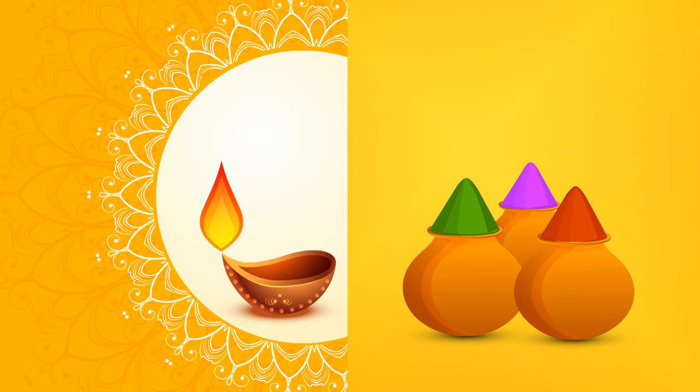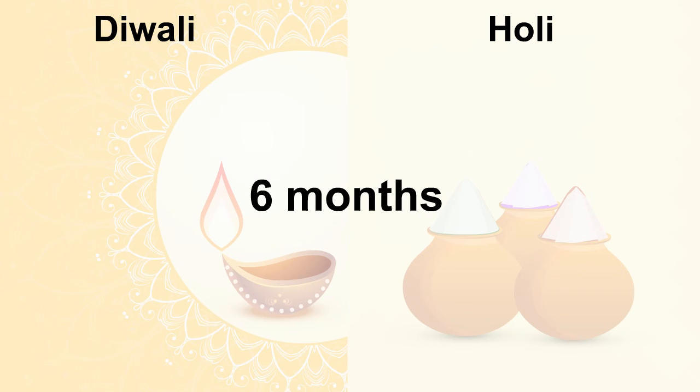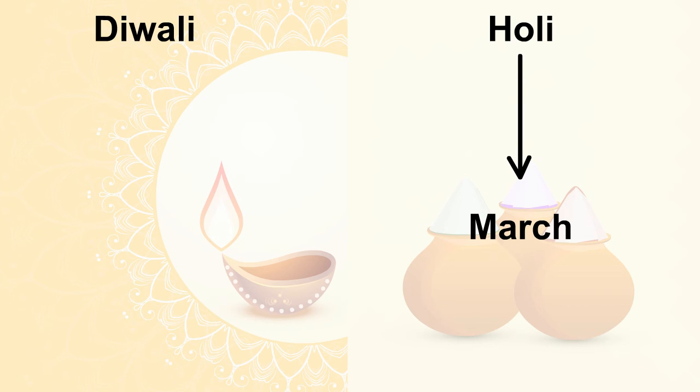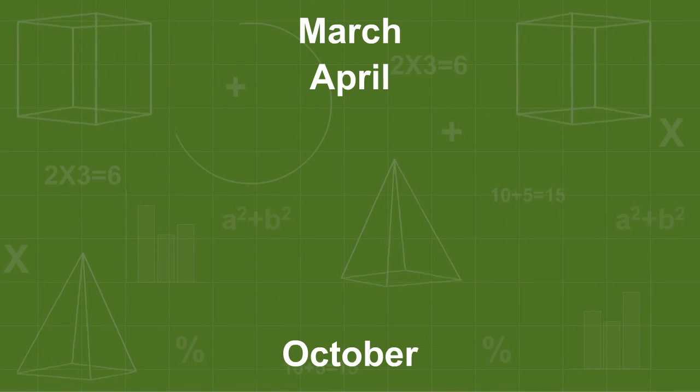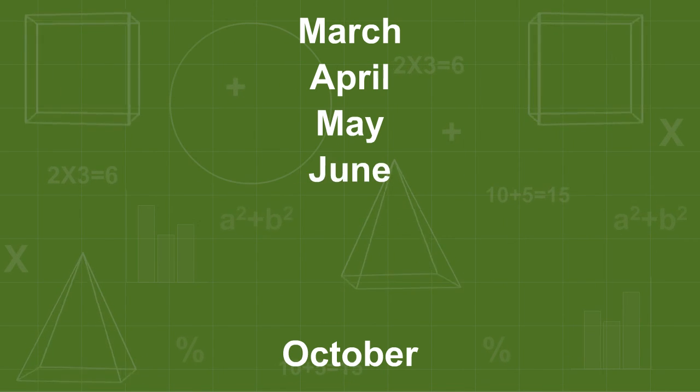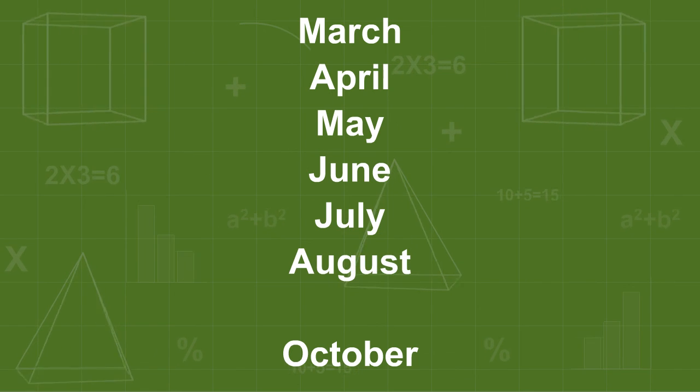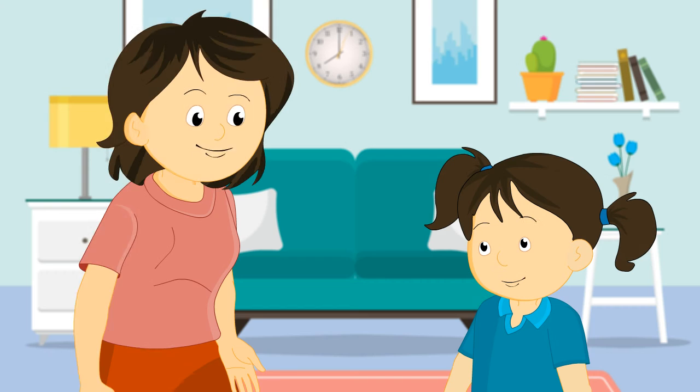For example, the estimation of the time gap between Holi and Diwali is approximately 6 months. Holi celebration is in the month of March. Diwali celebration is in the month of October. There are 6 months gap between the celebration of Holi and Diwali: April, May, June, July, August, September.